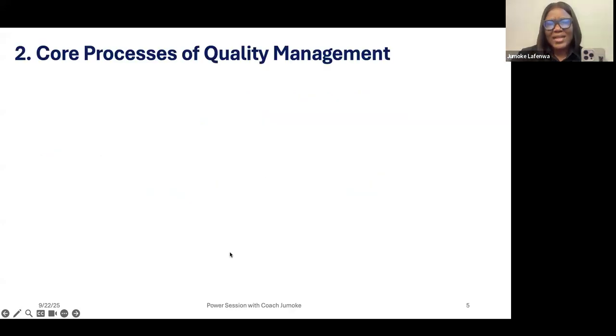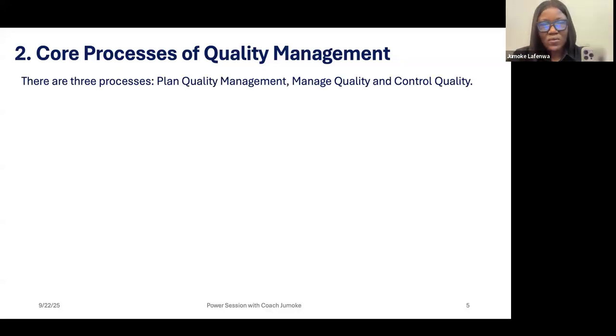Now, what are the main processes when it comes to quality management? There are 3 processes. 1, plan quality management. 2, manage quality. And then 3, control quality. In all the knowledge areas, be it schedule, be it risk, be it resources, be it, what again?